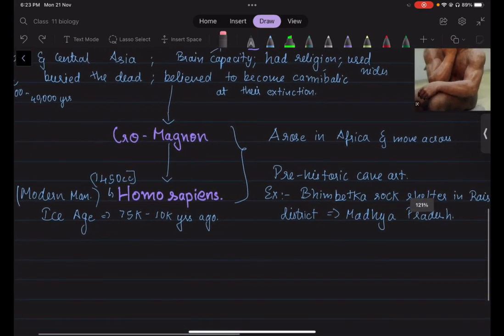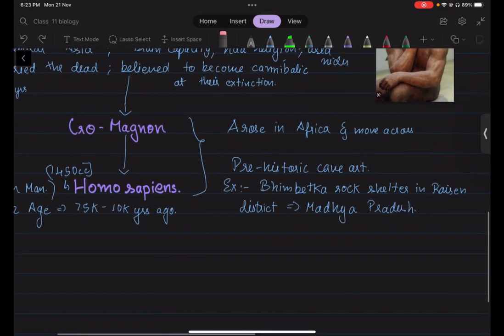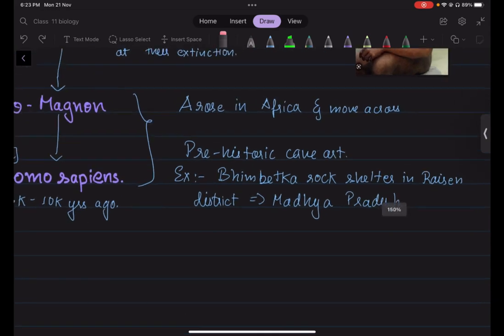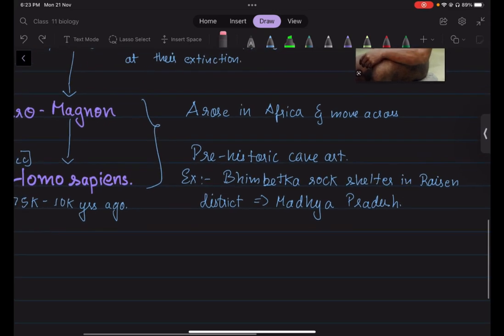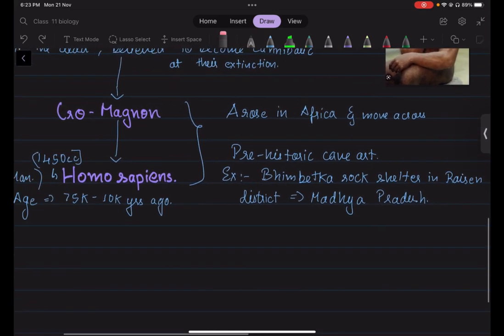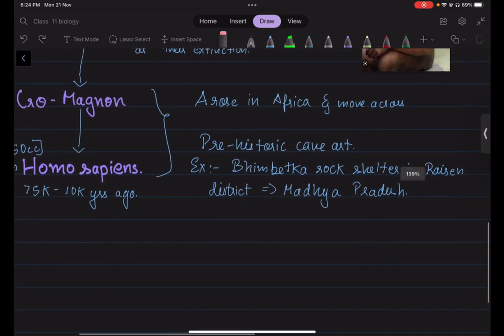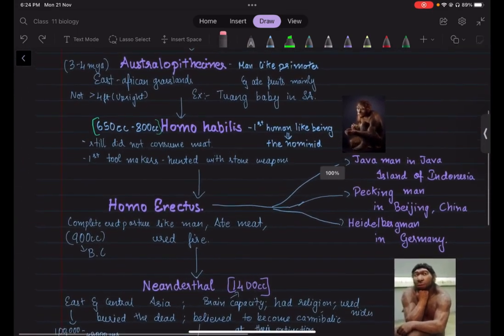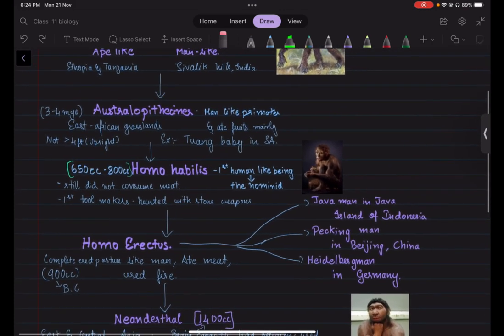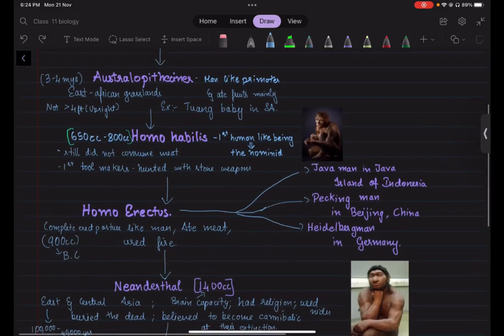Homo sapiens, as well as Cro-Magnon, are very famous for their prehistoric cave art. A famous example is the Bhimbetka rock shelter in the Raisen district of Madhya Pradesh, where you can see this beautiful cave art that is actually hard to believe was made by our ancestors of those times. The orders and the cranial capacities in the examples are extremely important, so please remember them.